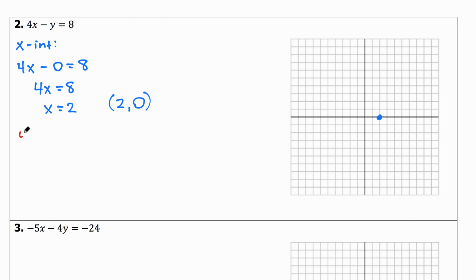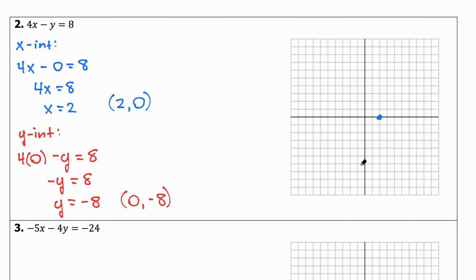The y-intercept, we'll substitute a 0 in for x, so we have 4 times 0 minus y equals 8. That gives us negative y equals 8, so y is negative 8. So we have a point at 0, negative 8, which is down here. And if I could just connect those 2 points using a straight edge again, this would be my graph.